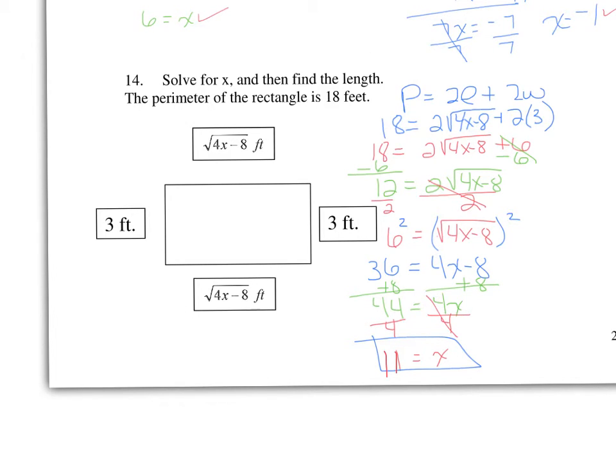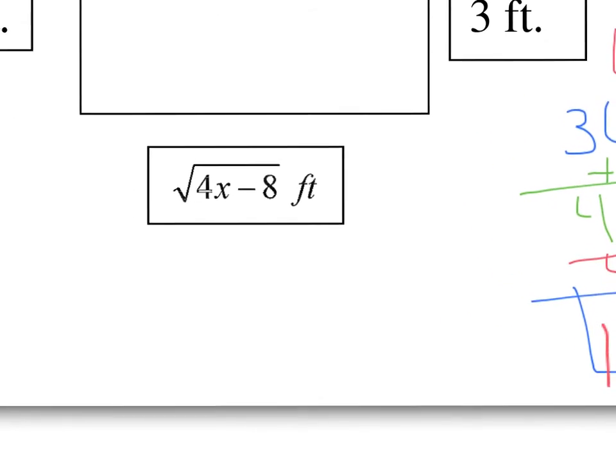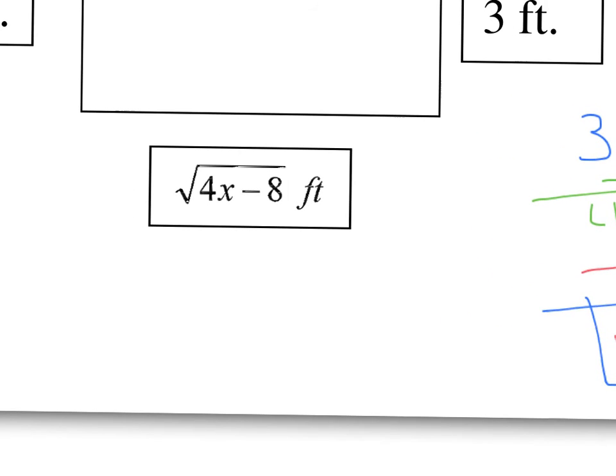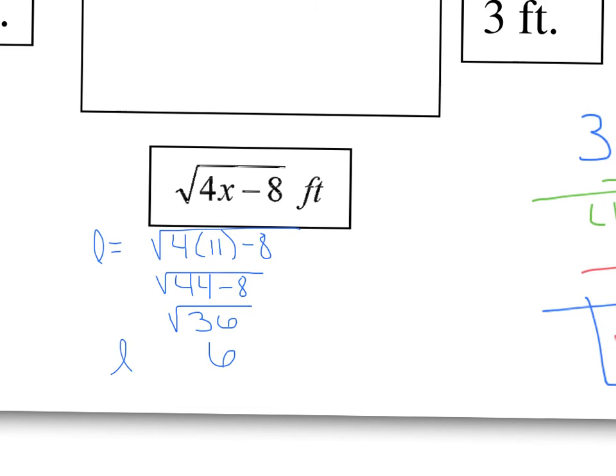The length is the square root of 4 times x minus 8. So the length is the square root of 4 times 11 minus 8. 4 times 11 is 44. 44 minus 8 is 36. The square root of 36 is 6. So the length equals 6.